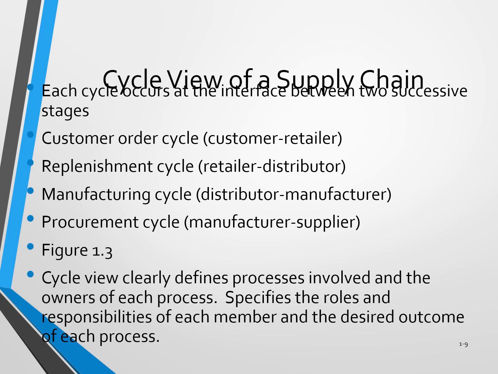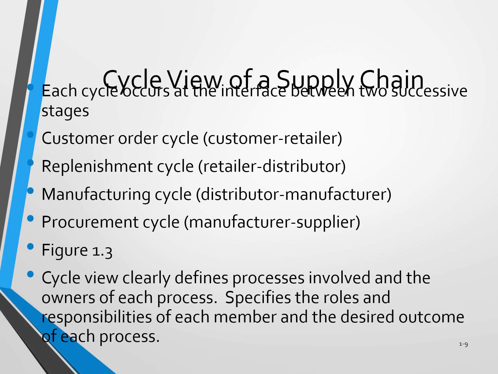So that is what is explicitly explained in this slide. Each cycle occurs at the interface between two successive stages. Customer order cycle, that is the customer-retailer relation. Replenishment cycle, retailer-distributor relation. Manufacturing cycle, distributor-manufacturer relation. Procurement cycle, manufacturer-supplier relation.